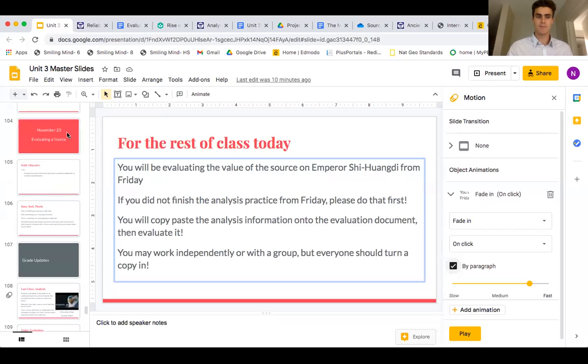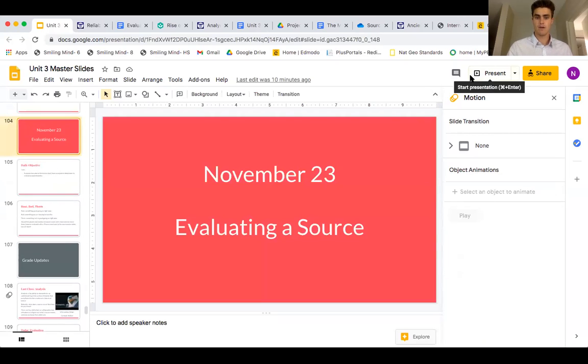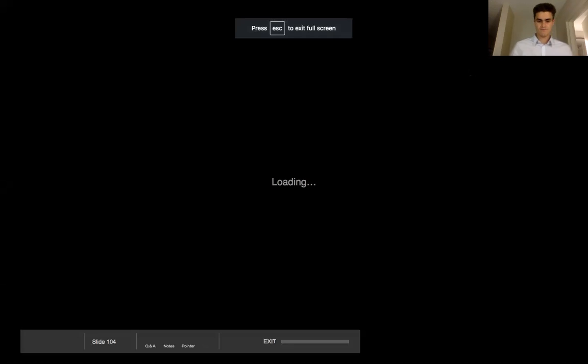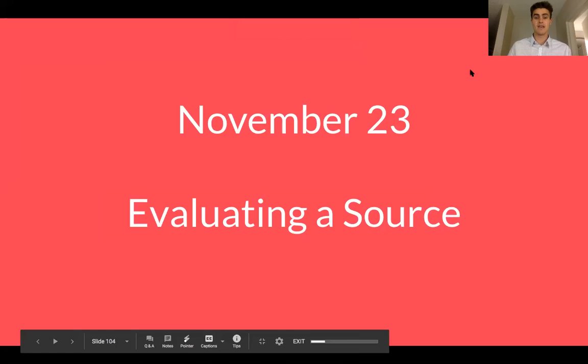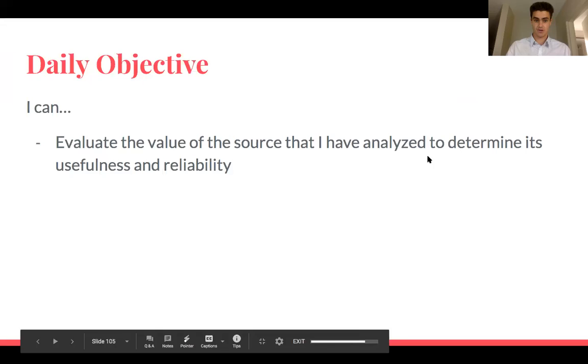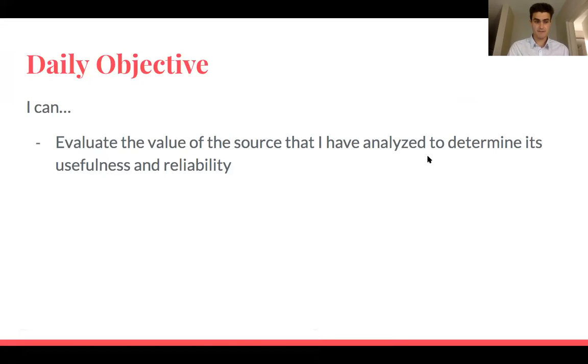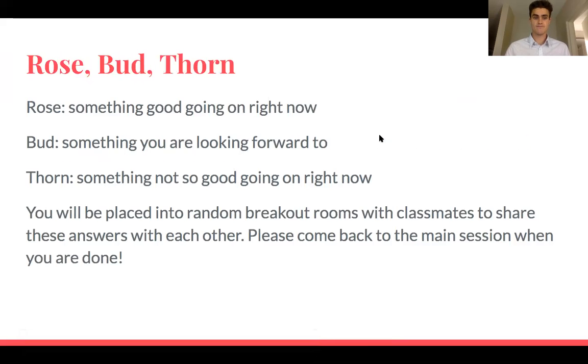So, with that being said, it's time to jump in. Got some pretty cool things planned for today. A really good way to build on what we did on Friday. On Friday, we practiced analyzing a source, and today, we will be evaluating a source. Our daily objective is: I can evaluate the value of the source that I have analyzed to determine its usefulness and reliability. But first, we're going to start off with rose, bud, thorn.